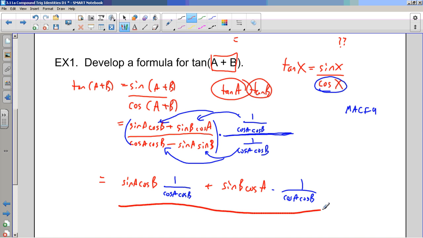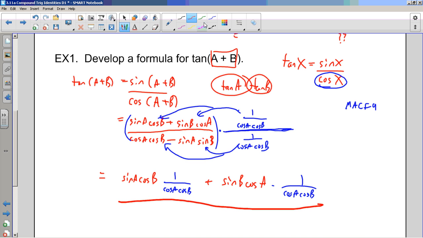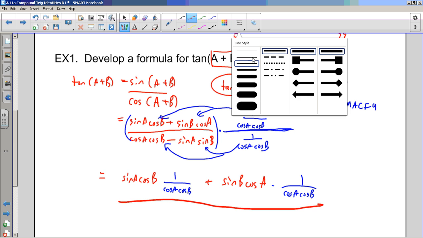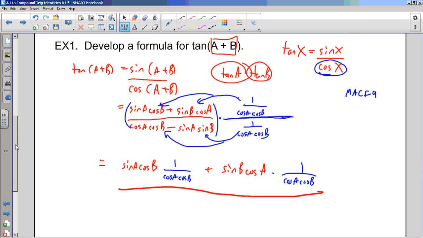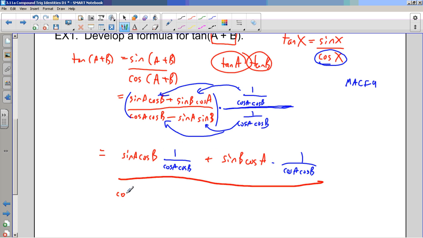You say, what are you doing? This looks awful. Where are we going? Well, hang on. Just be patient. And again, I wouldn't have thought of this, so I wouldn't necessarily expect you to think of this, but you can follow along and enjoy. We're developing the formulas. By seeing the development, we're more likely to be able to remember.